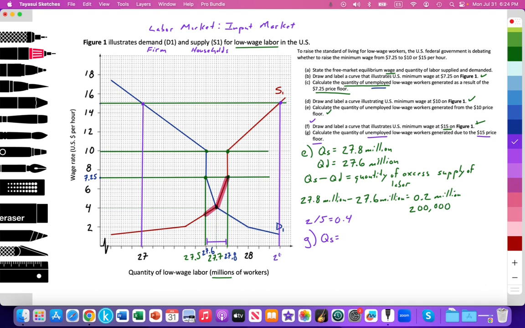So this is 28.3 million. So the quantity supply is now at 28.3 million workers, but the quantity demand has decreased, and it's gone down to exactly 27 million.